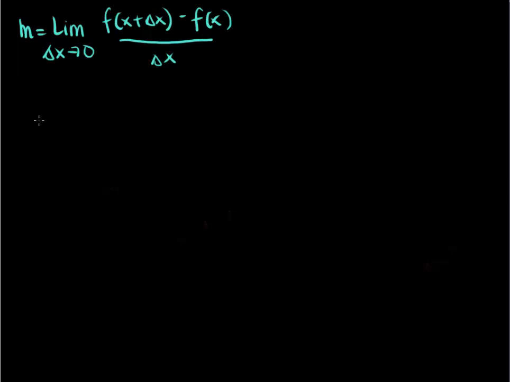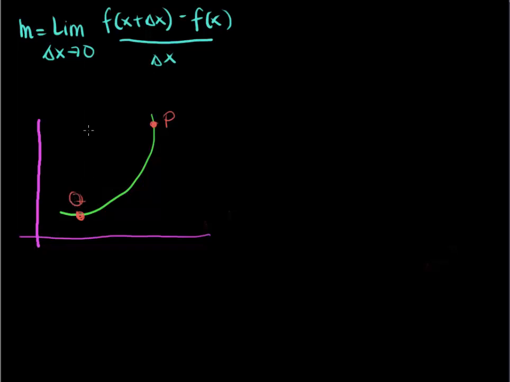So to start off, let me draw a y-axis and let me draw another axis for the x-axis. And say we have a curved line here, something like that. Okay. And then we have 2 points on the curve. We have this point P here and this point, let's say Q here.